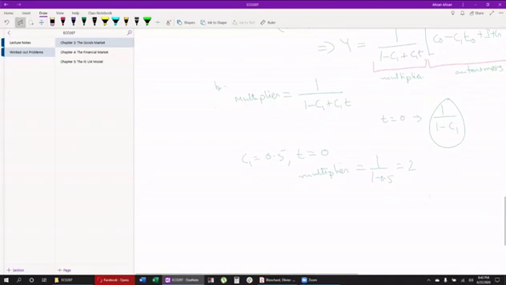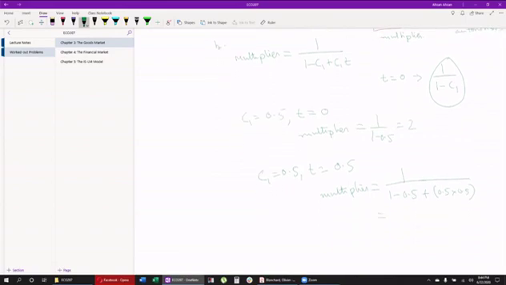Okay. However, if T is not equal to 0, so we have C1 equal to 0.5 and let's assume T is 0.5 as well. In that case, what is the multiplier? We have 1 divided by 1 minus 0.5 plus 0.5 multiplied by 0.5. And what do we get here then? We are going to get 0.25. We're going to get 1.33.